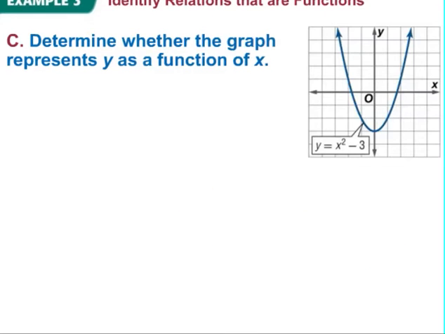Let's look at this one. Is that a function, yes or no? Yes. One thing I want you to observe: y equals x squared. This was a parabola. We learned about parabolas last year. But x squared is a function.